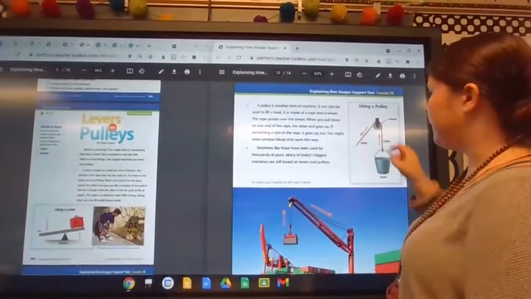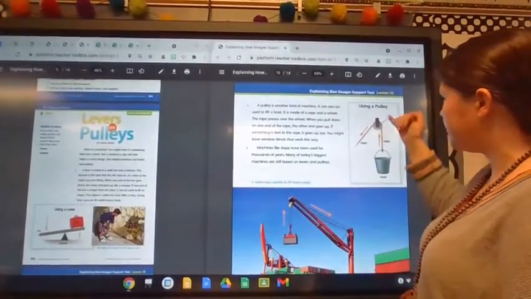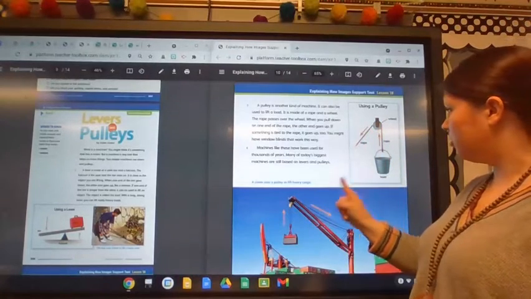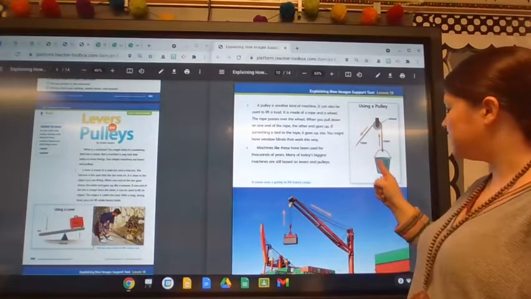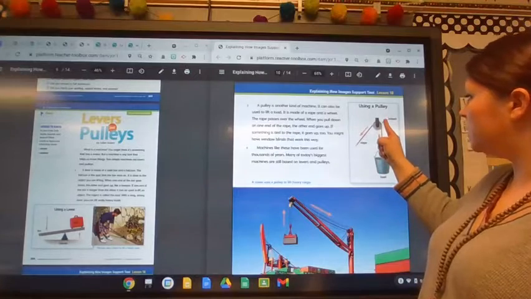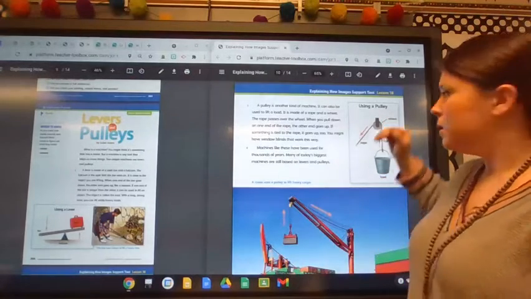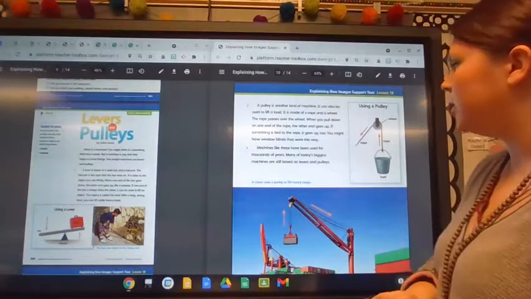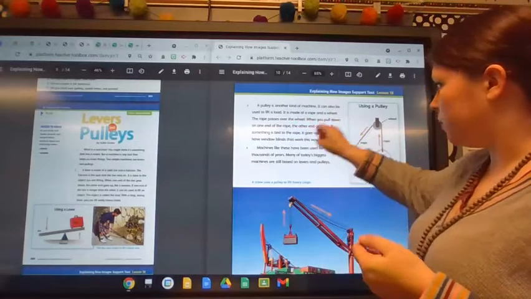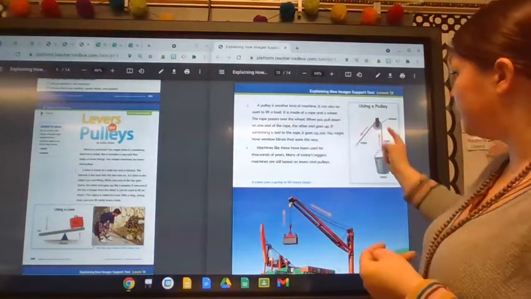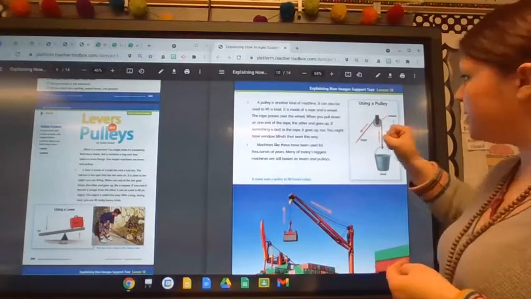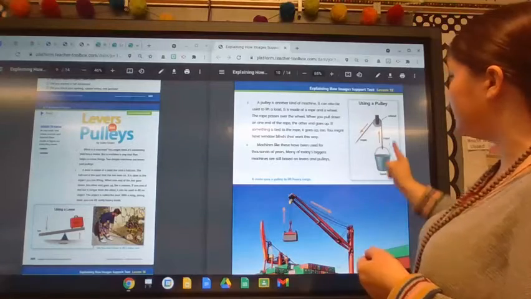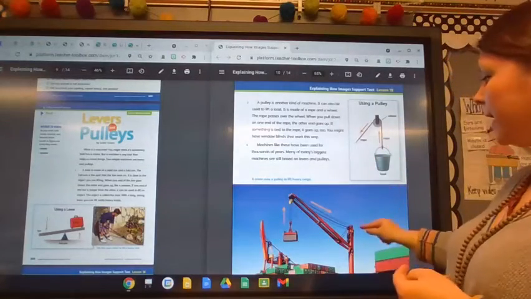What are these arrows telling us? They're going in kind of the same direction. It's showing us that when the rope is pulled down, whatever's tied to this side of the rope goes up, okay? So when this side is pulled down, this side goes up, and it even tells me that over here. It is made of a rope and a wheel. The rope passes over the wheel, so it's the same rope on both sides. When you pull down on one end of the rope, the other end goes up. So I can easily see that.